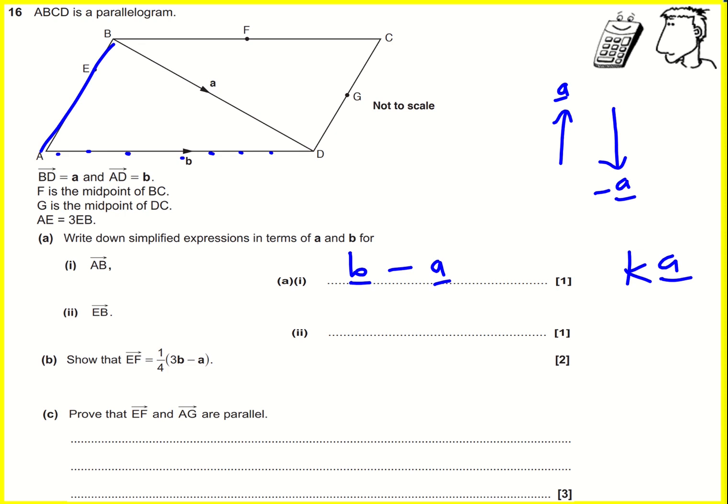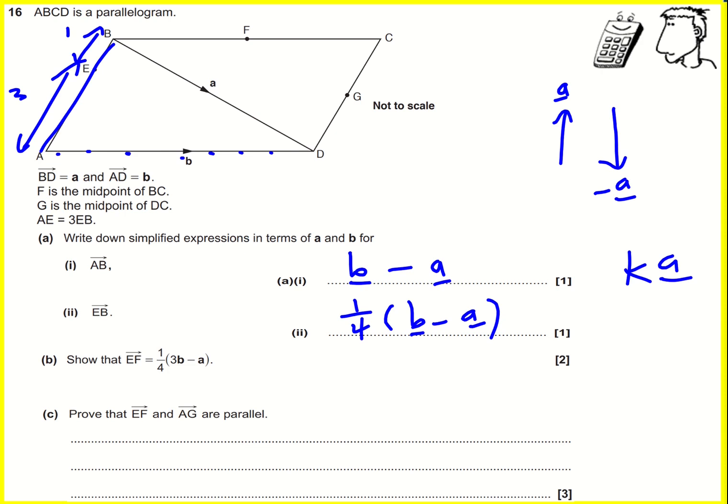EB, okay, let's just be careful. So EA is worth 3EB. And so basically I don't want to go, oh, I misread that. EA is worth 3EB. So that sort of means that this is worth 3 for every 1. So actually EB is a quarter of AB. And that's going to be my answer.